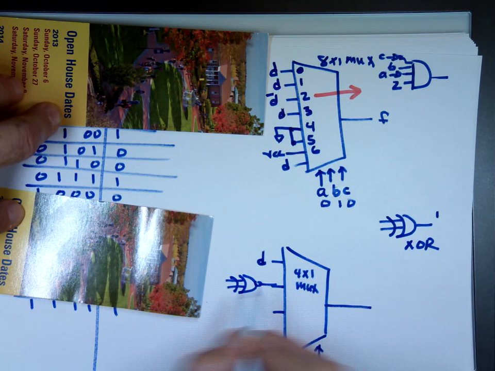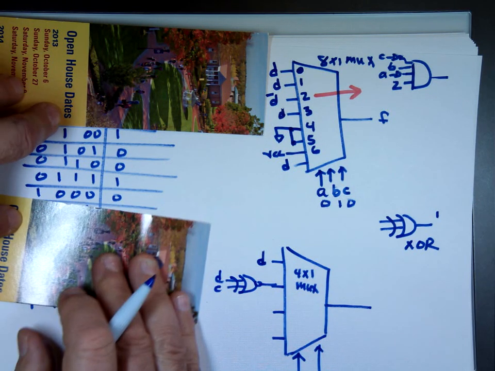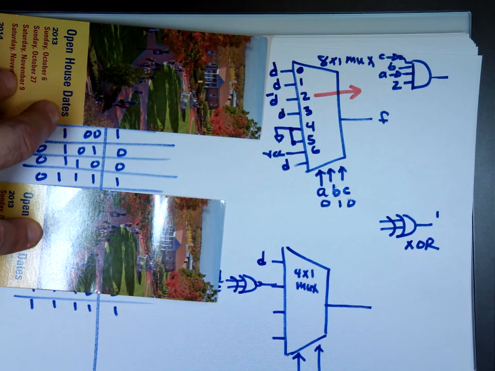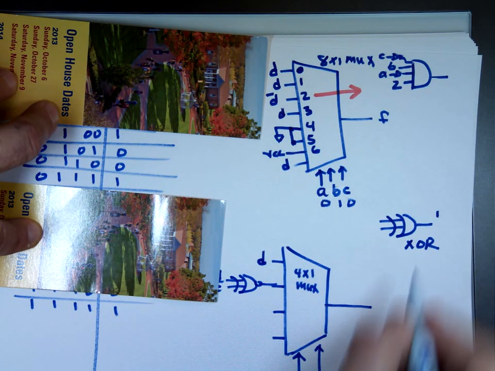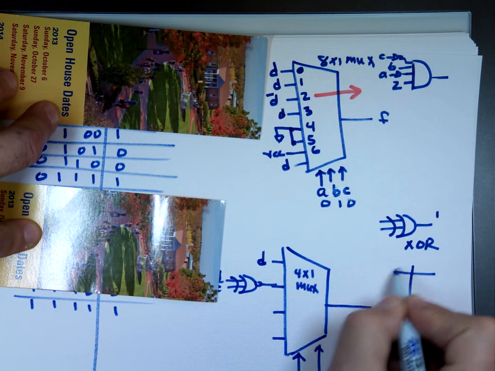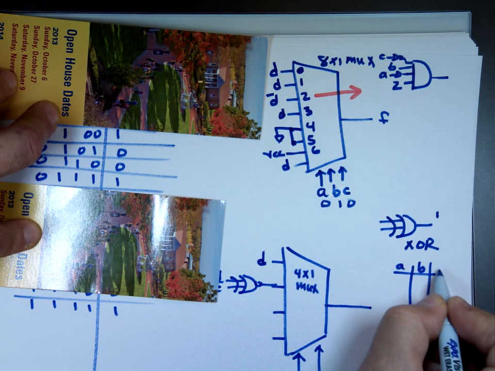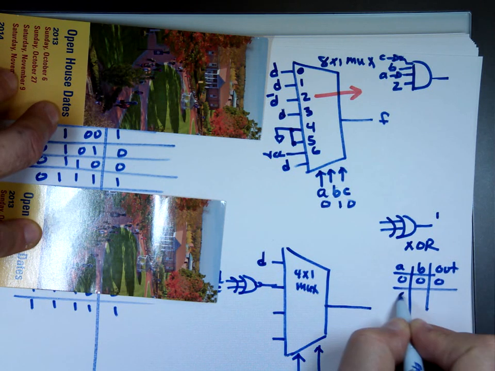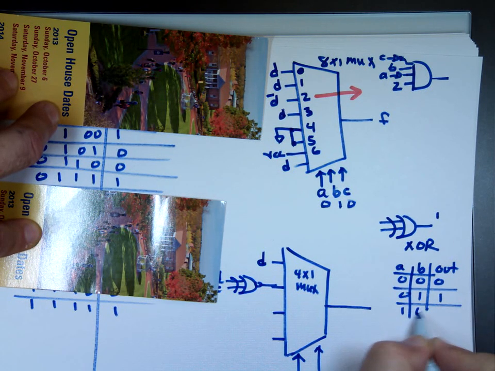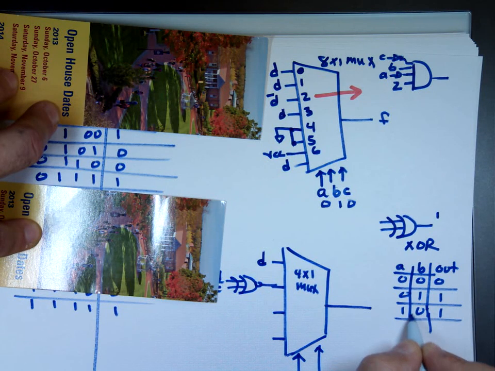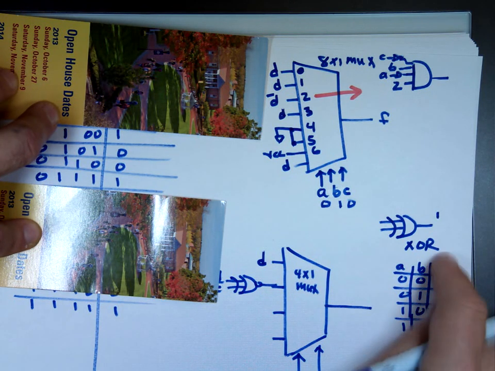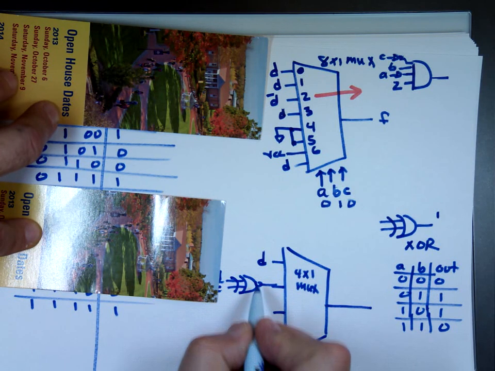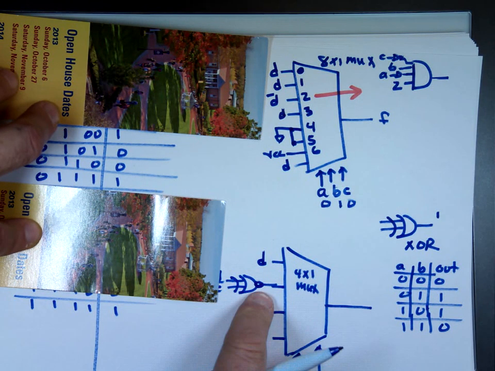And you attach C and D to it. When they're both the same, you get a 1. When they're different, you get a 0. Opposite to XOR. So XOR, when you have the same, you get a 0. 0, 1, you get a 1. 1, 0, you get a 1. And 1, 1, you get a 0. That's the OR. The NOR is the complement of that. So there's a NOT here. I don't know if you can see the NOT. That's the NOR.